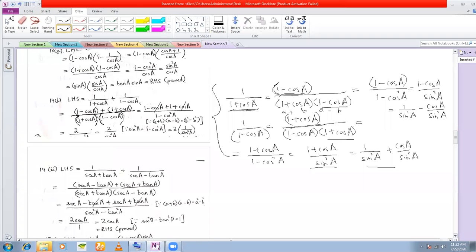You understood? Because I have a sum of 1 plus cos A and 1 minus cos A, I can take the LCM, because I know that if I take the LCM, I will get A plus B into A minus B in the denominator. So either you can proceed separately. You can multiply this fraction by 1 minus cos A in the numerator and denominator. You can multiply this fraction in the numerator and denominator by 1 plus cos A, and then you can simplify in the manner that I have shown you here.